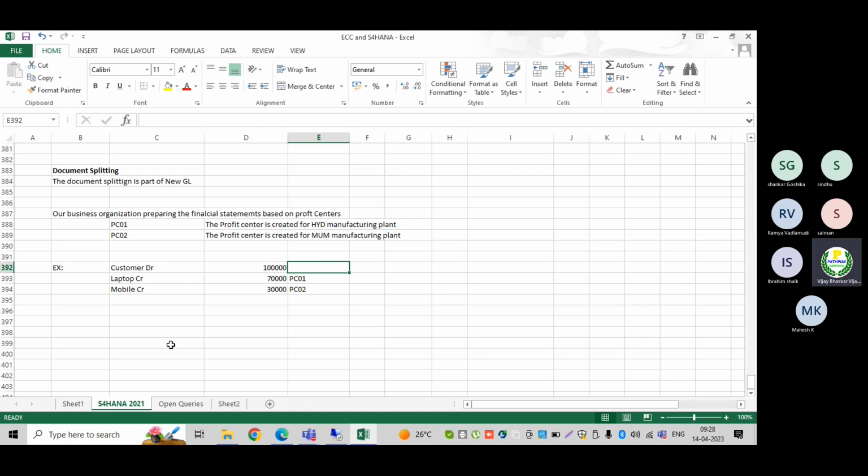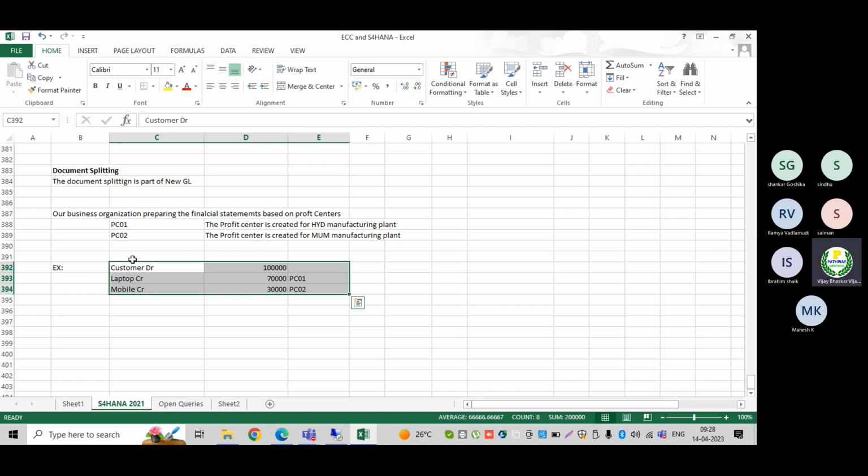So when I draw the financial reports based on profit center wise, the debit entry balance is not matching in my books of accounts. So to avoid this situation, SAP has come up with a concept called document splitting. When I say document splitting, how is the system going to split these line items?